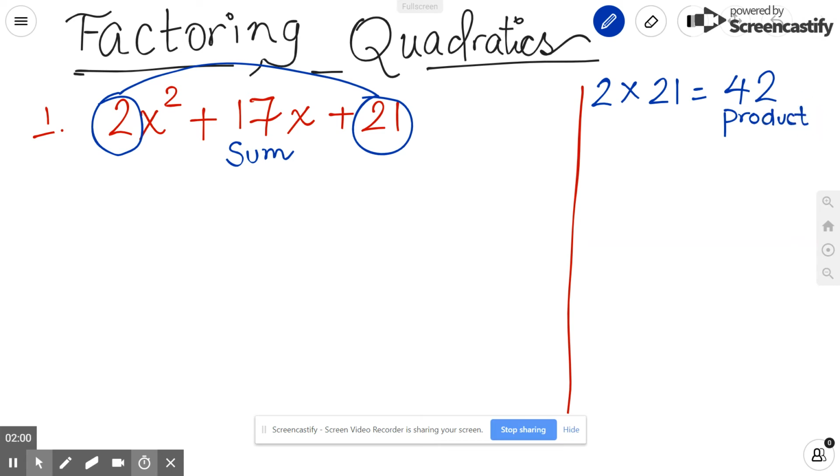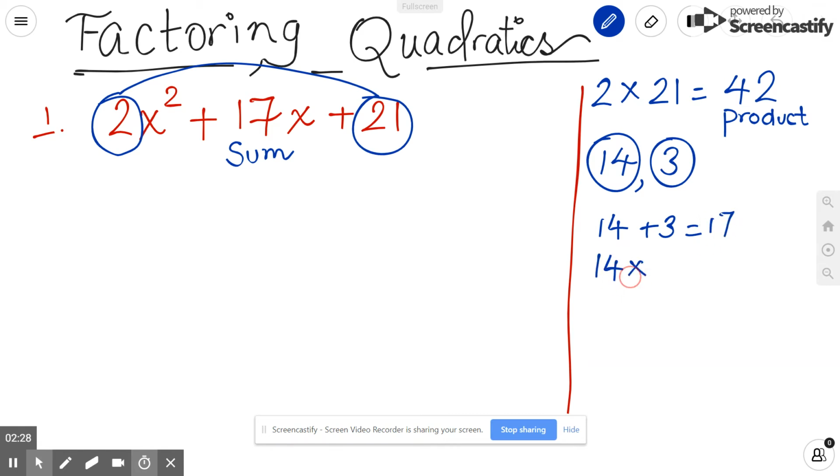Correct? So what we do is basically we think of two numbers or do some calculations here. And after some time, you can come up with numbers as 14 and 3. I hope you agree with me because 14 and 3 are the only numbers that hold true for this given question. Because 14 plus 3 is 17 and 14 times 3 is 42. So it holds true in both the cases, as you can see. All right, now let us use these numbers and go ahead and start factorizing our question.